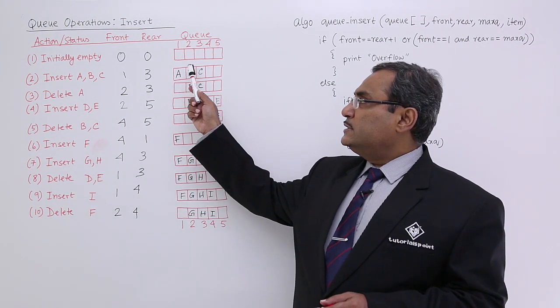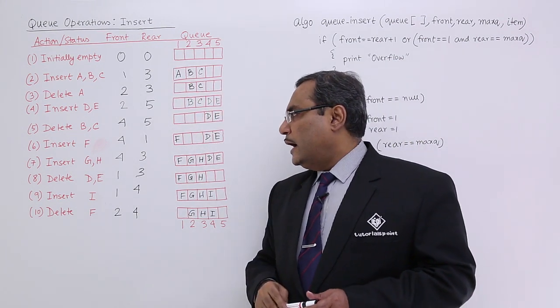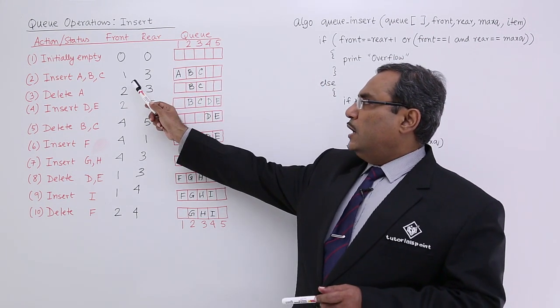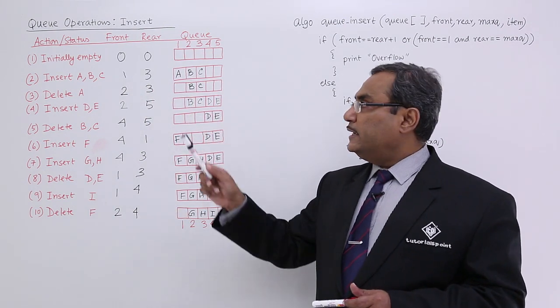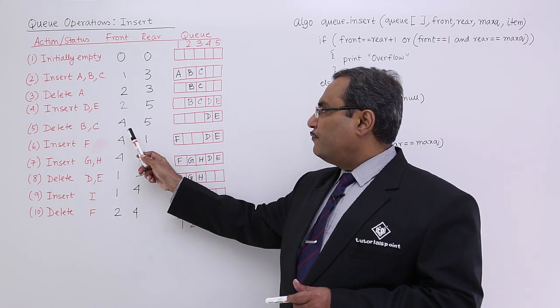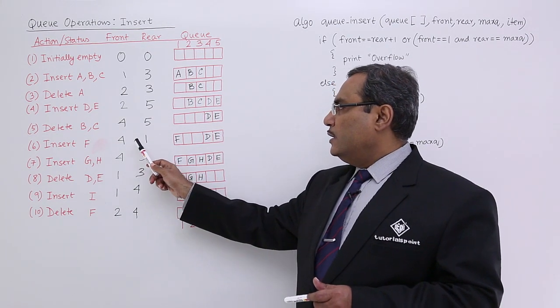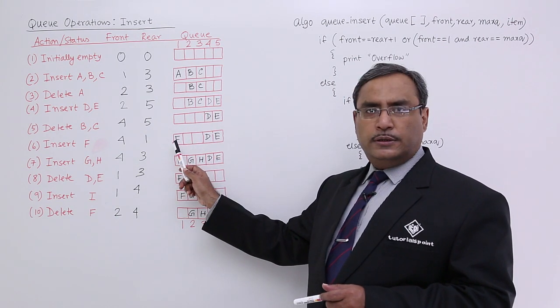So, in this case, when front and rear are equal to 0, the queue is empty. Whenever front is less than or equal to rear, that indicates it is in the linear logic, and whenever front is greater than rear, that means it is in the circular logic.